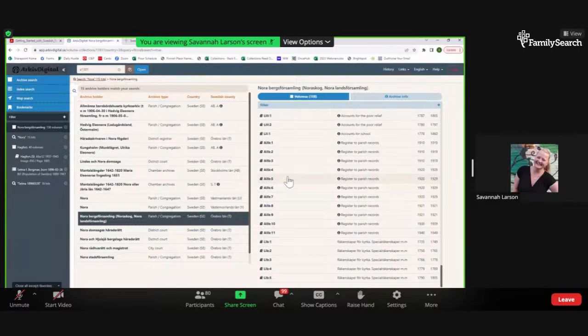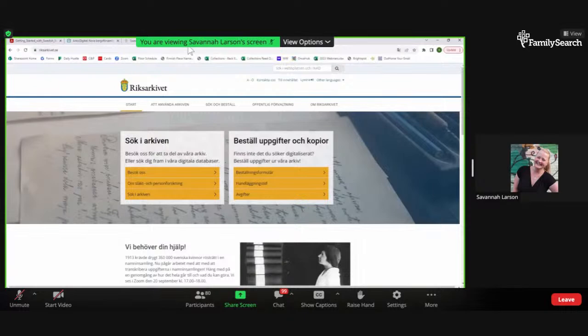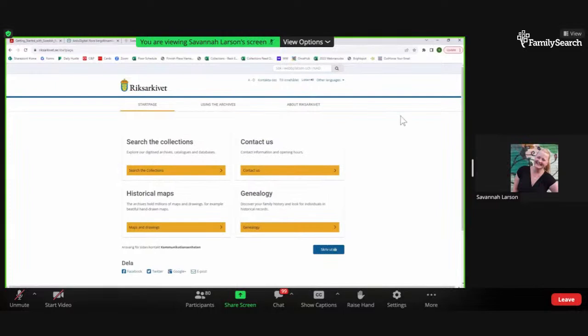If you're looking for something that you can access from home for free, I would say the best place is the National Archive of Sweden. The URL is riksarkivet.se. I think I've also linked this in the handout. But I can walk through just a little bit how to use the site. Once you're here, up in the top corner, there is an option to change language to English. This will only get you so far, but it will help you get started.